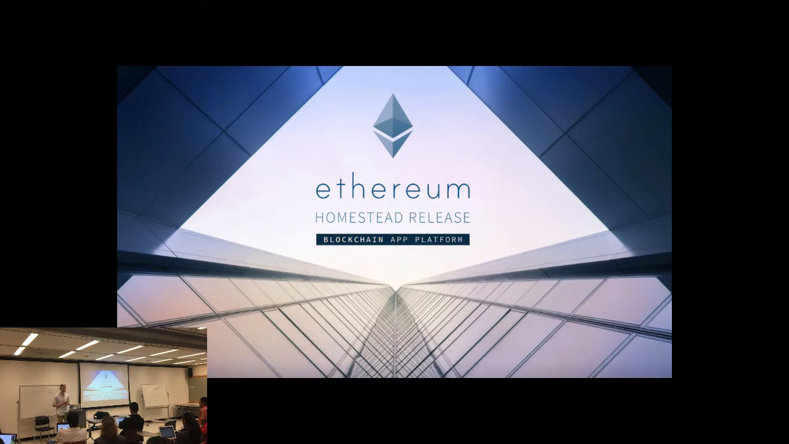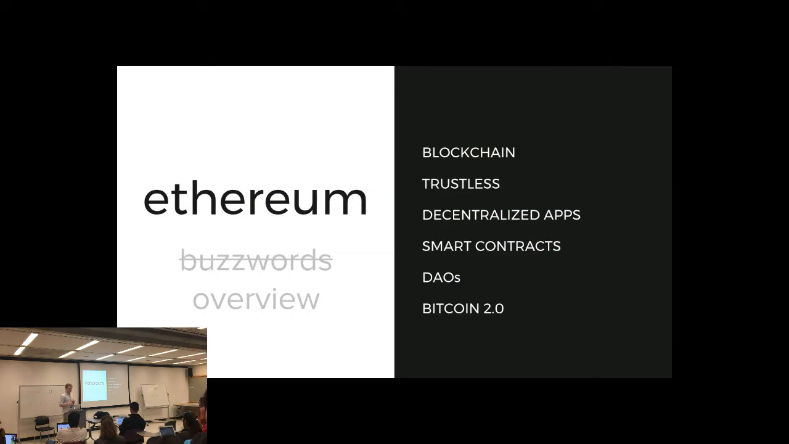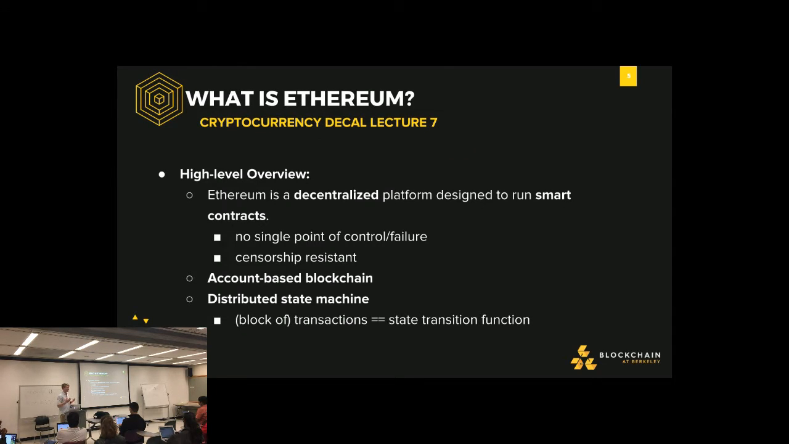If you go to the Ethereum website today, you'll see this really fancy splash screen. Underneath Homestead Release, you'll see Blockchain App Platform. And reading in the buzzwords, what does that actually mean? If you look around the Ethereum space and the blockchain space in general, you'll see a lot of buzzwords: blockchain, trustless, decentralized, smart contracts, DAOs, Bitcoin 2.0, all this stuff. But what does it actually mean? We're going to try to make some sense out of all these buzzwords, and out of what Ethereum is.